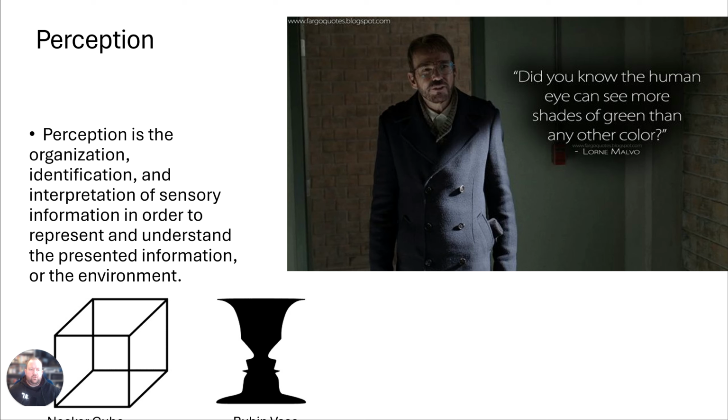It's from season 1 of Fargo, where Billy Bob Thornton plays Lorne Malvo, who is a hitman of sorts, and he puts on this act in the police station. Colin Hanks' character, a police officer, goes up to him and says, how can you do that? Basically, what are you that allows you to lie like that? And Lorne's response to him was, did you know the human eye can see more shades of green than any other color? And that's an interesting sensation and perception question.